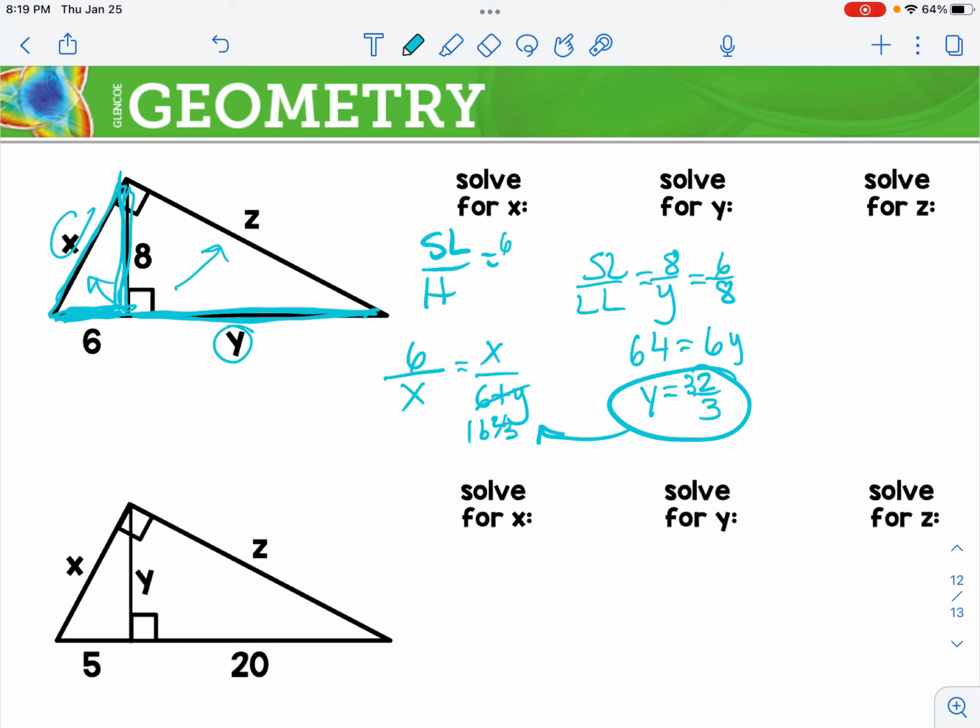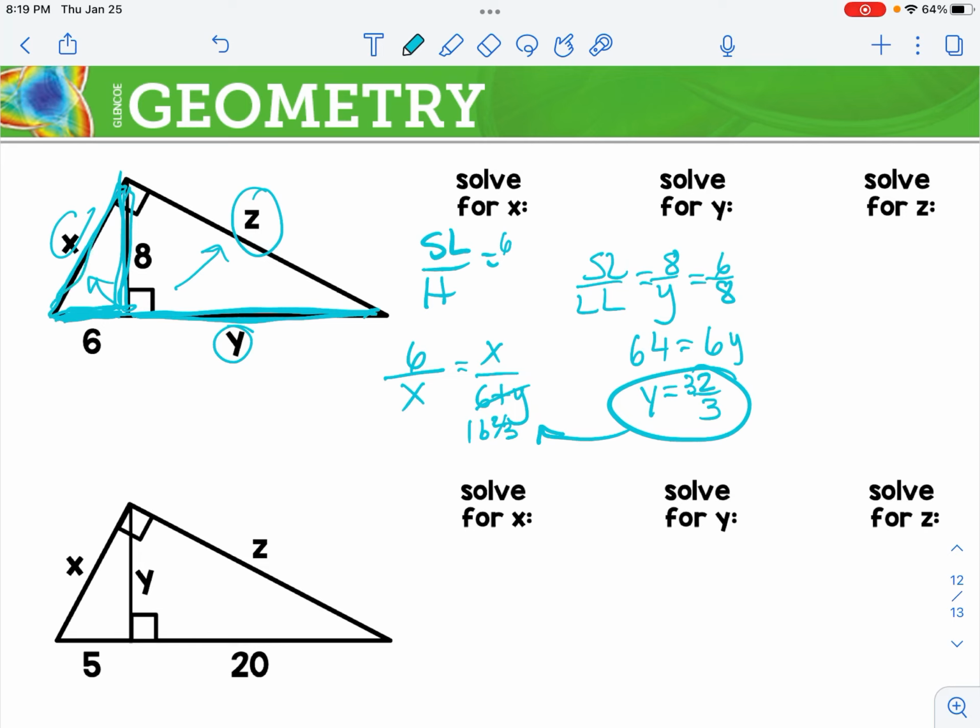So for z, this represents a long leg, so we can do a long leg. Let's go ahead and do the long leg, and if we were to go back and solve x here, we'll have a short leg. So let's go ahead and solve x.